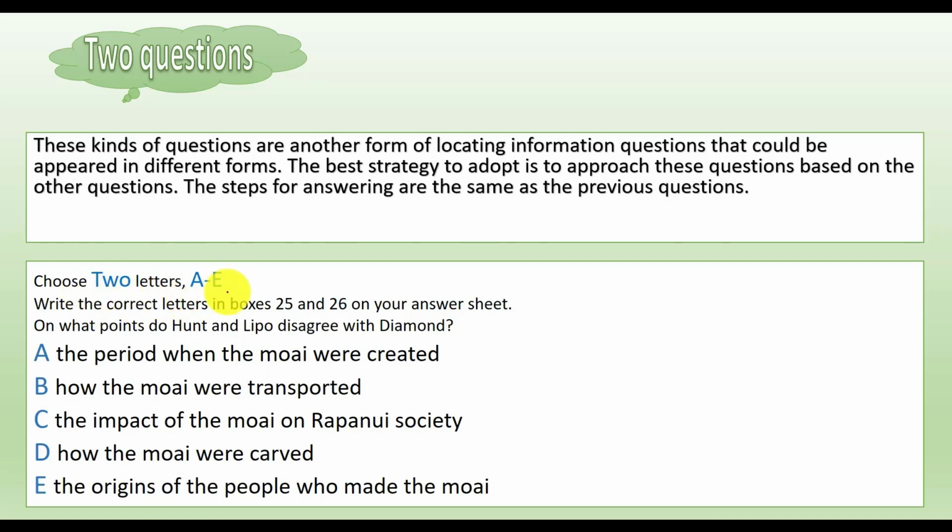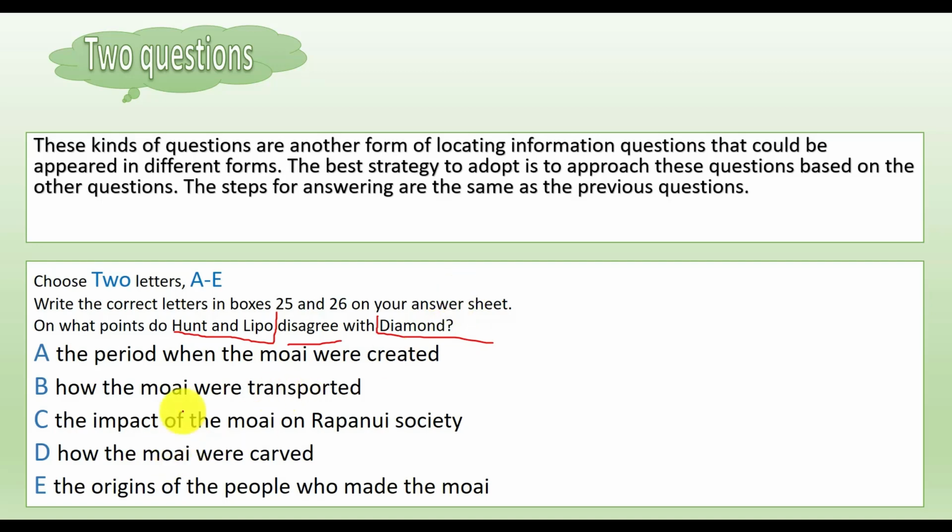Choose two letters, A to E. Write the correct letters in boxes 25 and 26 on your answer sheet. On what points do Hunt and Lipo disagree with Diamond? Okay, you can find Hunt and Lipo and Diamond in the passage just by scanning because they are the names of the scientists and it's easy to find them.